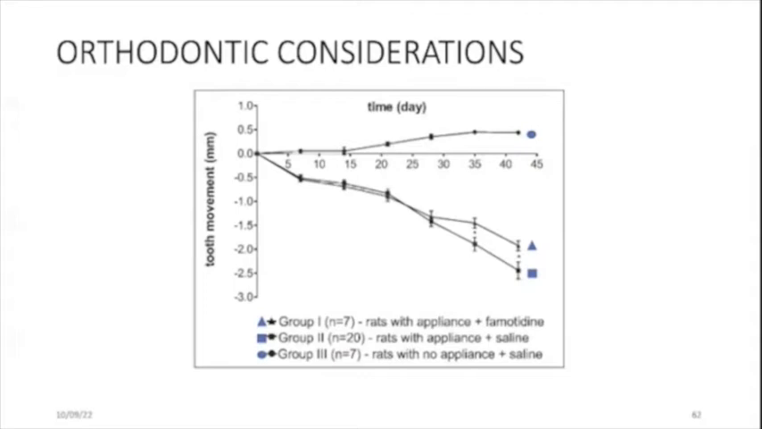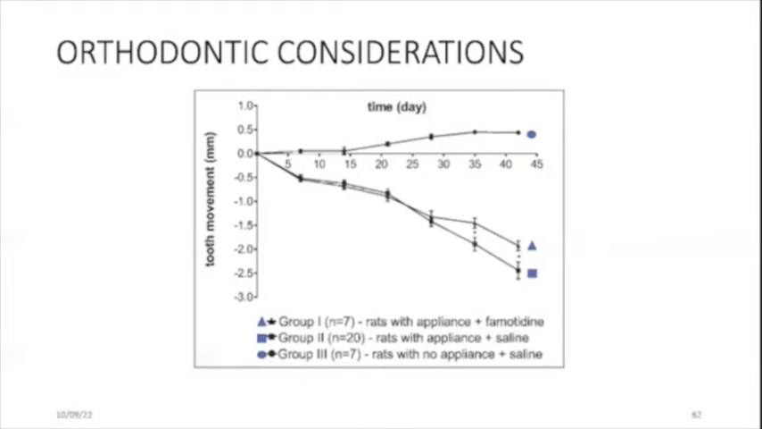In groups 1 and 2, they both had a super elastic closed coil spring between their teeth, which was given to them for space closure, as we usually use in patients. Now, group 2 received saline daily. So the rats in group 2 didn't receive any medicine, and group 3 had no appliance inserted, but the animals were daily given saline.